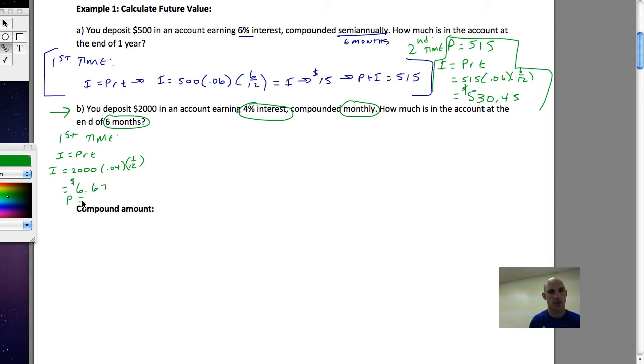So principal now equals, so this is the second time, principal equals $2,006.67. So interest equals $2,006.67 times 0.04 times 1 over 12. And what do we got here? Let's see.